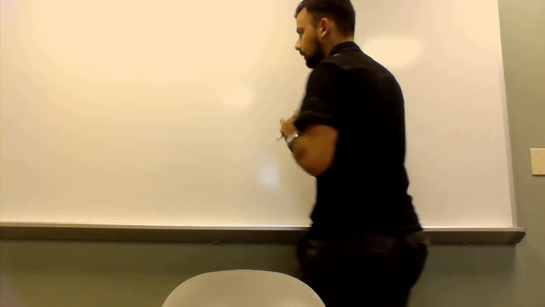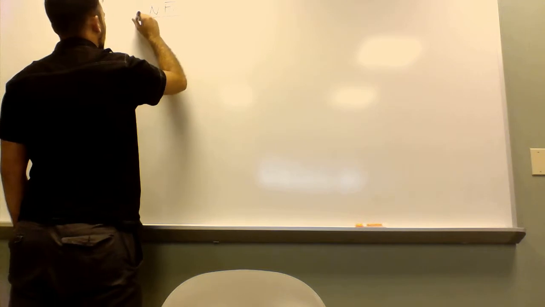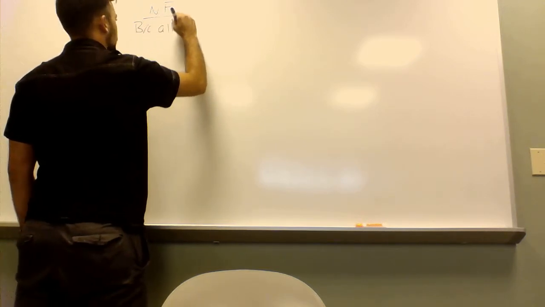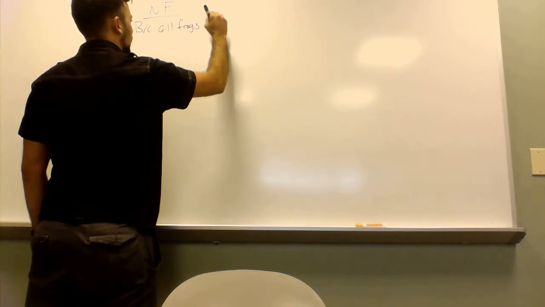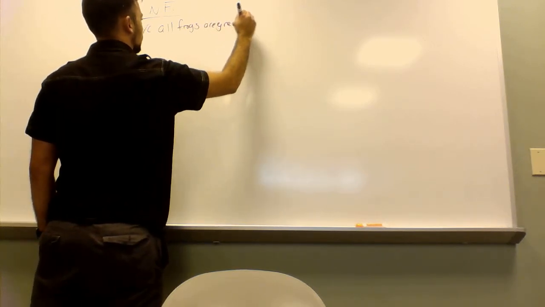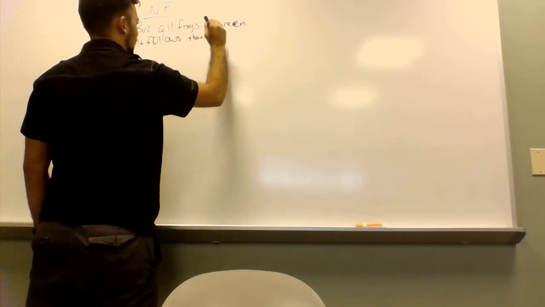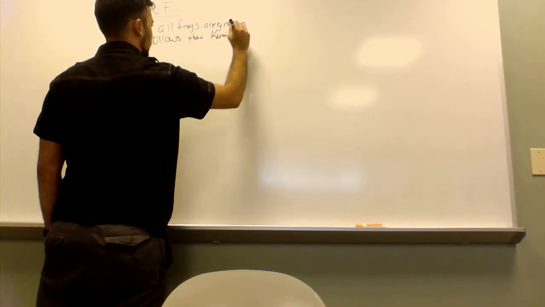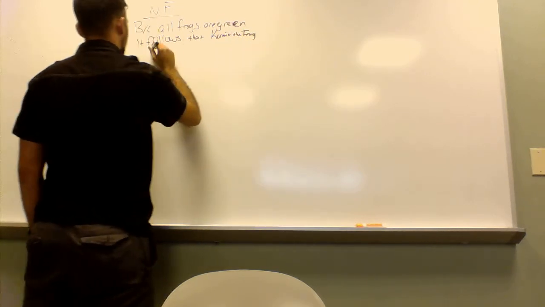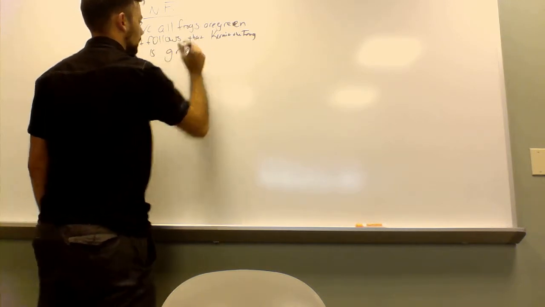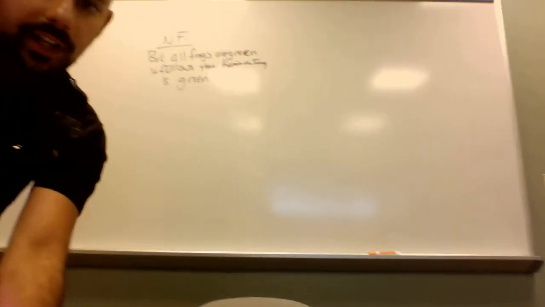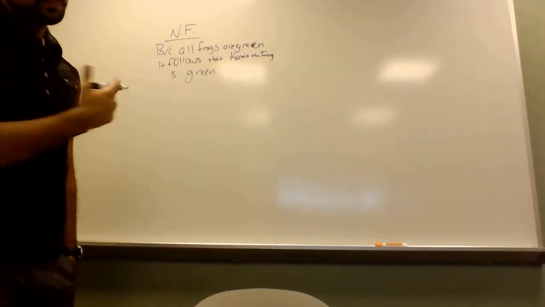So let's start off pretty easy. I have an example here, right? So here's narrative form. You can put NF. Because all frogs are green, it follows that Kermit the frog is green. Okay? Very simple. So pretty simple argument there, right?